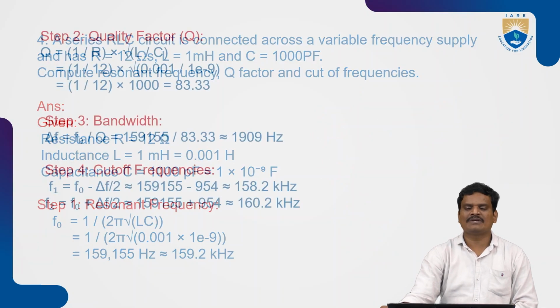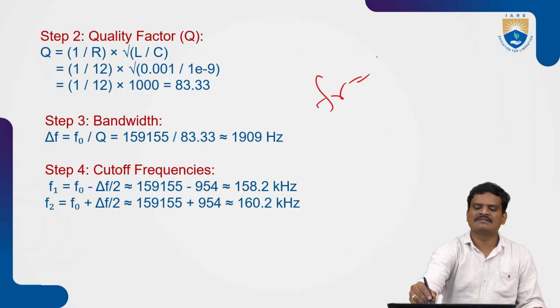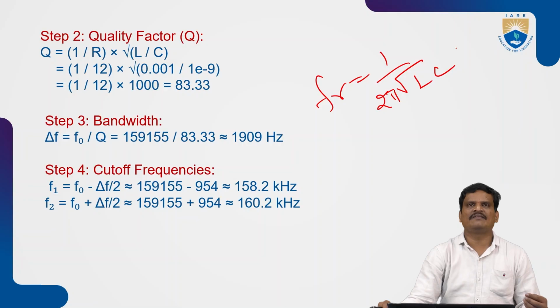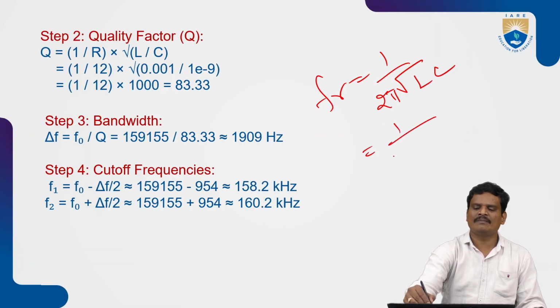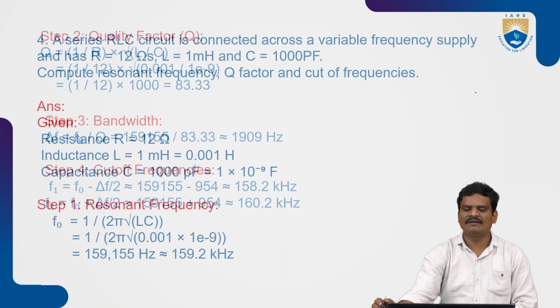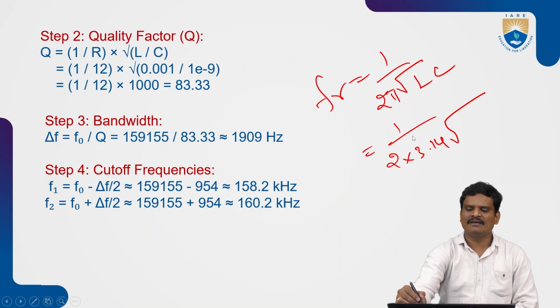The formula to calculate the value of resonant frequency is FR equal to 1 by 2 pi under root LC. The value of L is given to you. The value of C is given to you. Just substitute the parameters: 2 into 3.14 into the value of L, which is 1 millihenry, written as 1 into 10 to the power of minus 3.